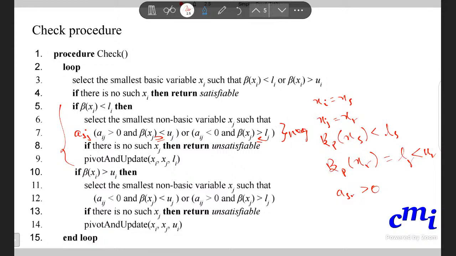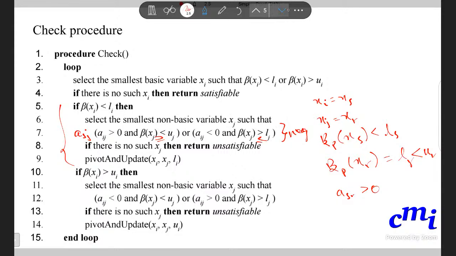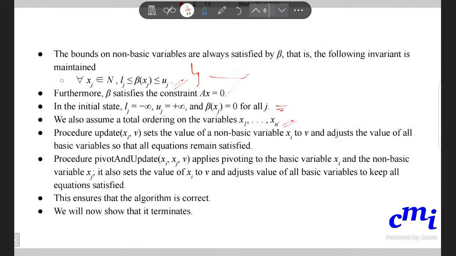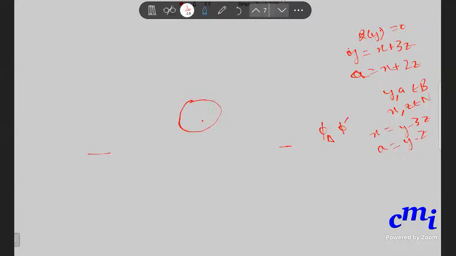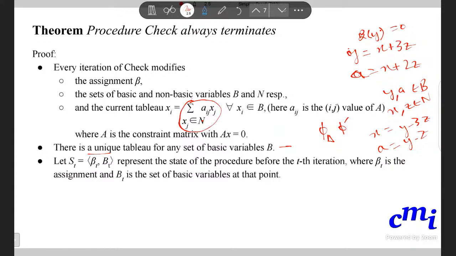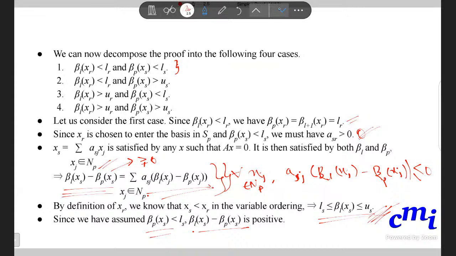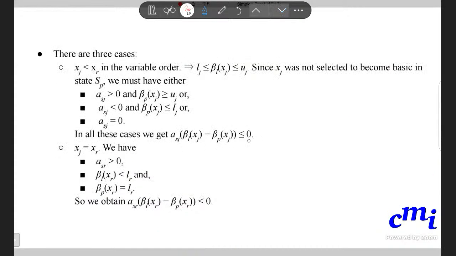So in all of these cases, we basically get that. Now, if I go back here. So in all these cases, we have ASJ times beta L of xj minus beta P of xj is less than or equal to 0. So that's because, in the first case, if we assume ASJ is greater than 0, then this is greater than 0. And beta L of xj is lesser than or equal to uj, beta P of xj is greater than or equal to uj. So this is less than or equal to 0. So this whole thing is less than or equal to 0.